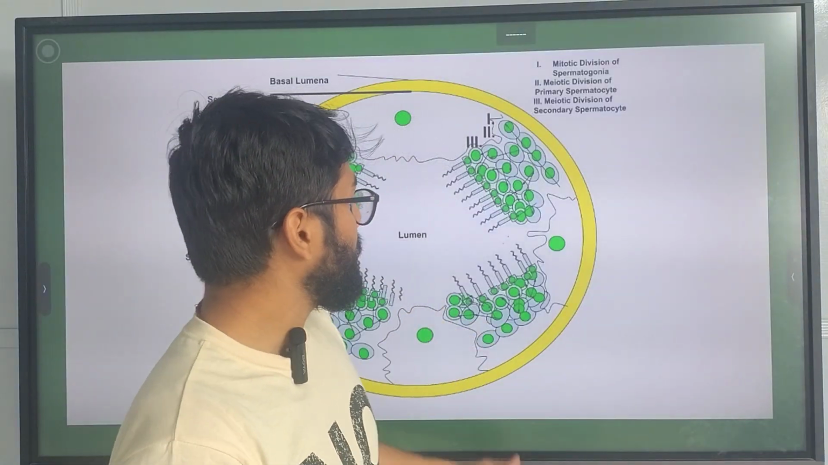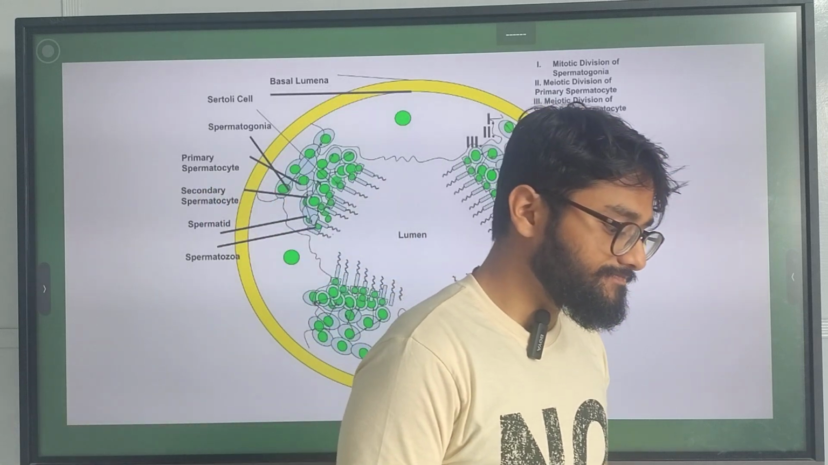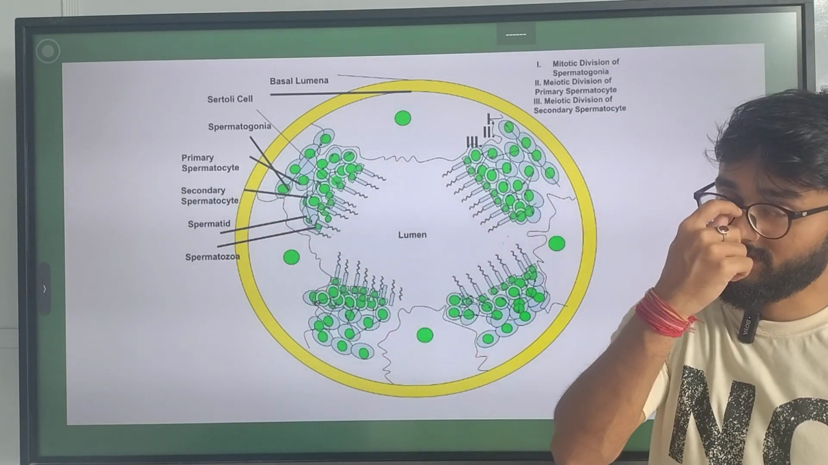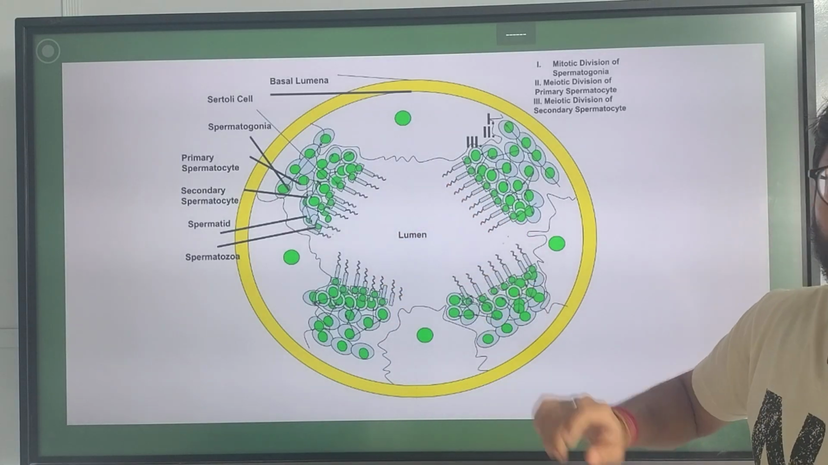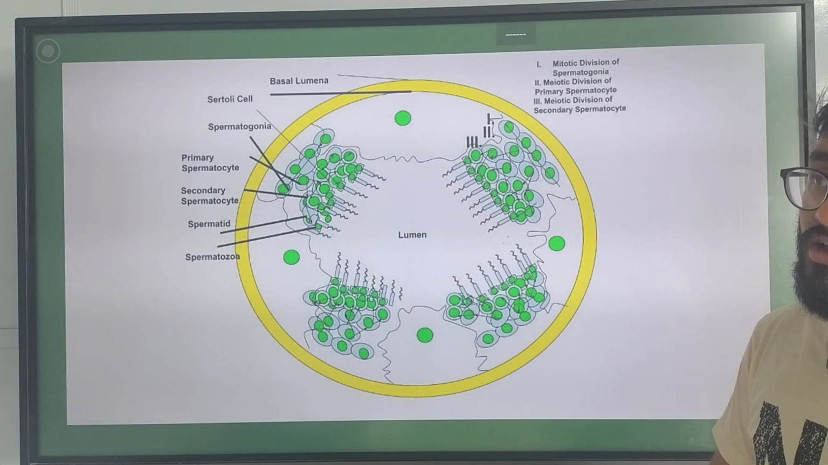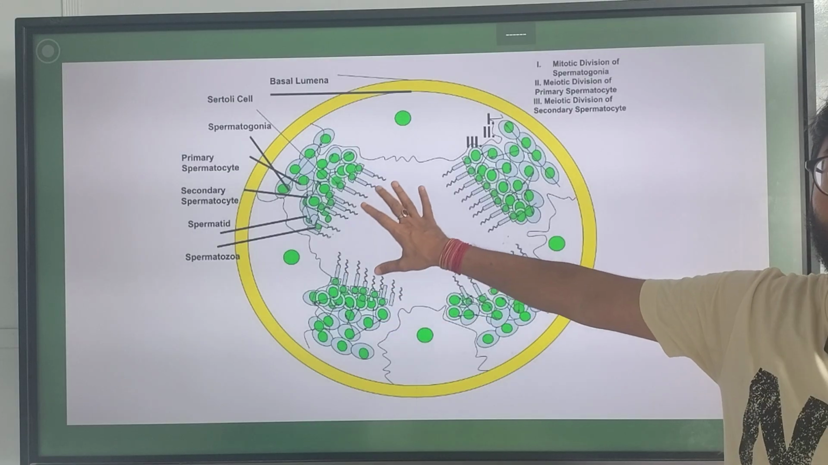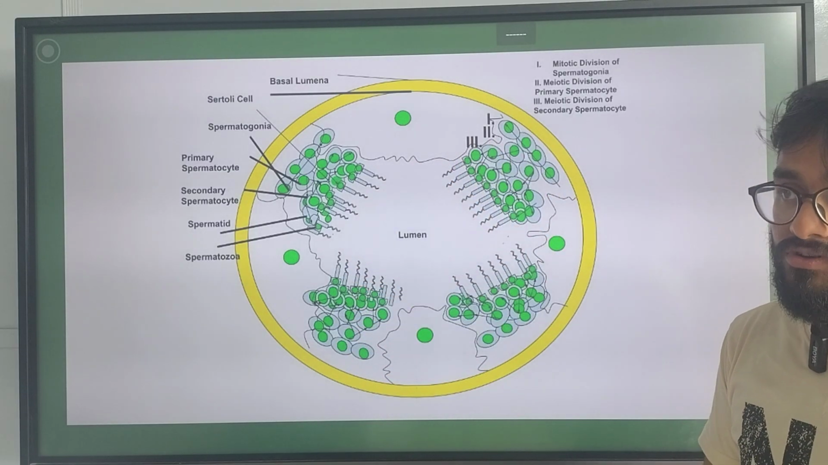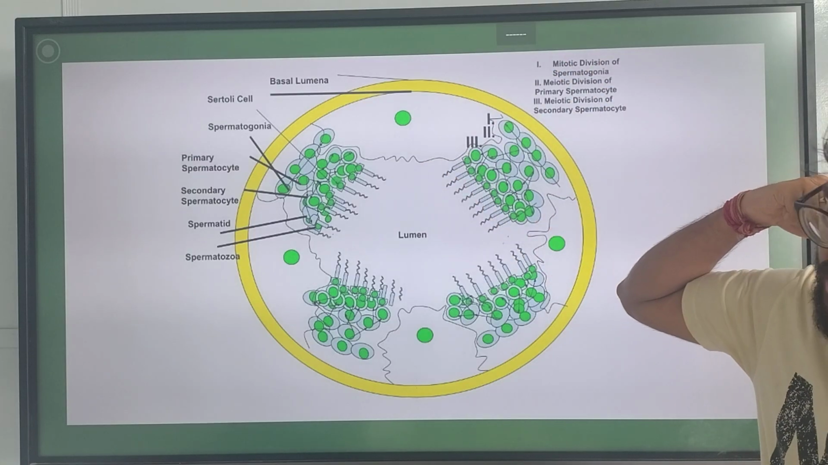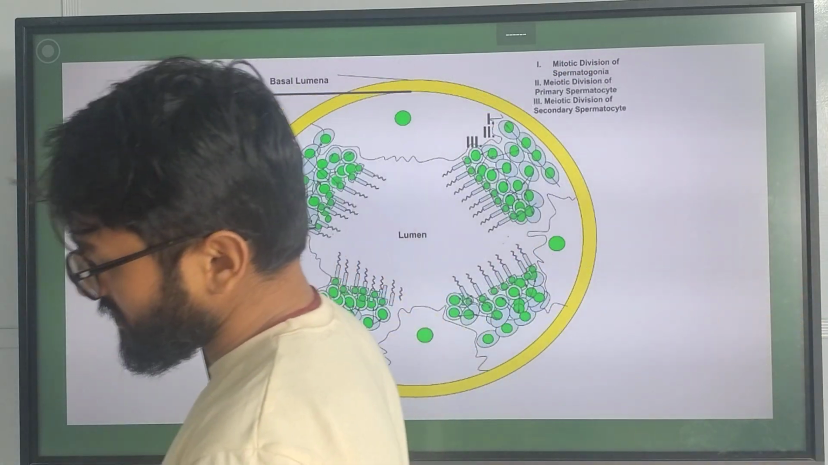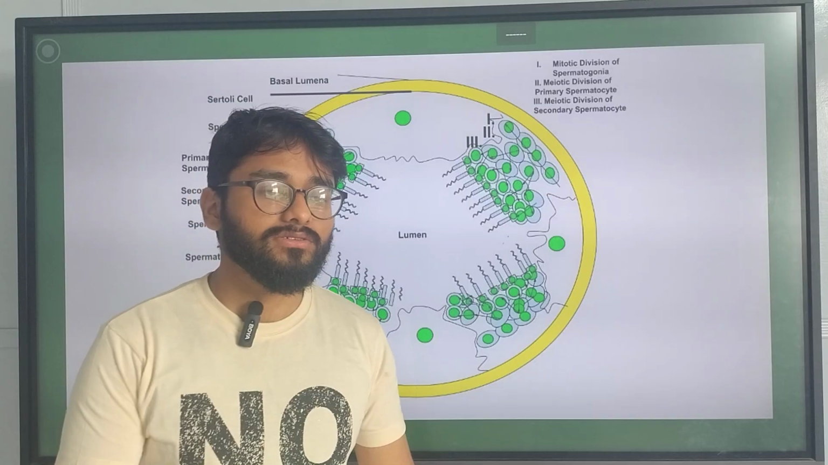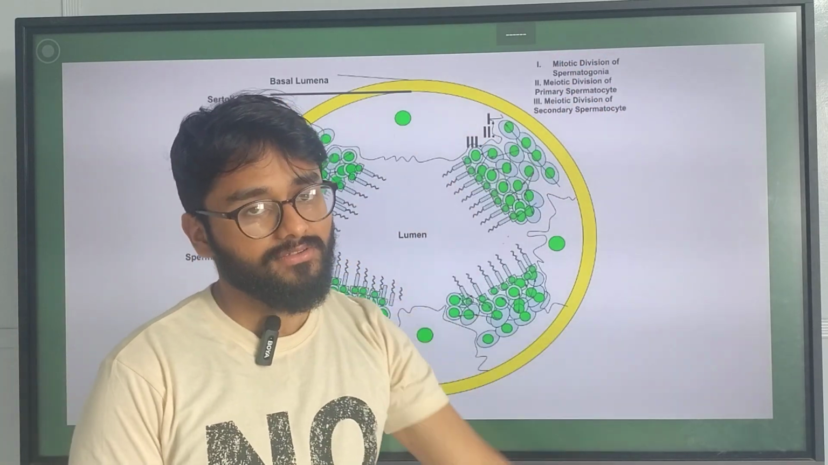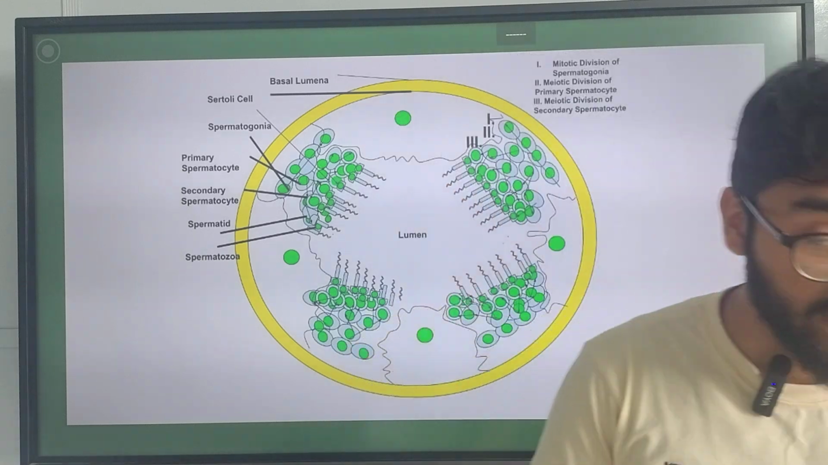Moving on. What do you see in this? What do you understand in this? Before I say what this is, this is the TS section, transverse section, of the spermatogenesis process along with the spermiogenesis process in the seminal vesicle itself. Okay, this is also a very important topic, as you will see in these pictures itself that it has been mentioned.